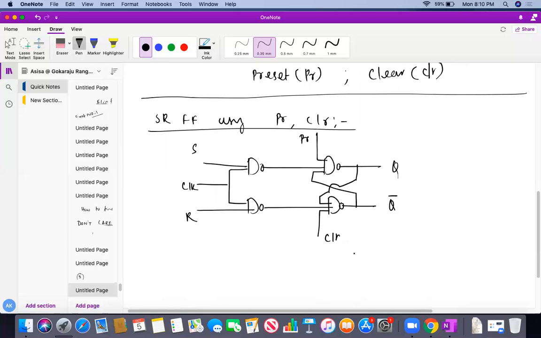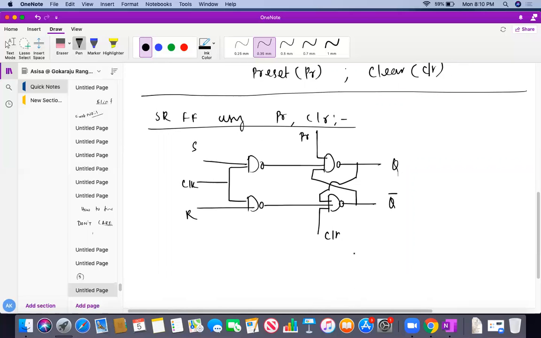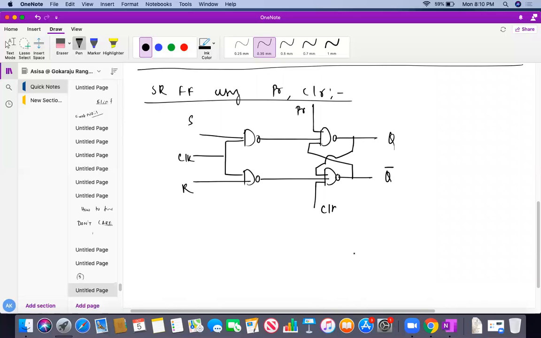So what is he telling here? Instead of just assuming Q is 0 and Q bar equal to 1, how can we get this initial condition, either Q equal to 0 or Q equal to 1, using these two extra inputs, preset and clear? See here, what are my cases? My case 1: if I have preset equal to 1 and clear equal to 0, what will happen? This will be one of the cases.